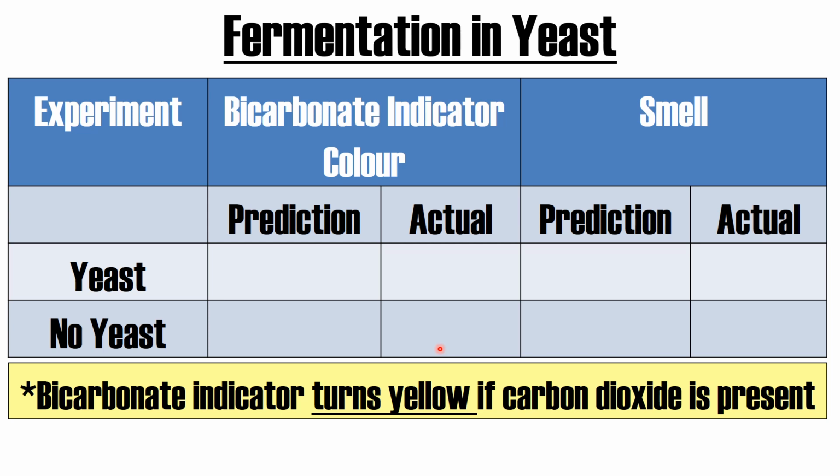So what do you think? If you've got a test tube which has got yeast and sugar in it, is carbon dioxide going to be produced? So is the yeast going to make it turn yellow? And what's the smell going to be? If you've got no yeast, then what do you think is going to happen? So have a think about that. You might want to go back to the previous slide.